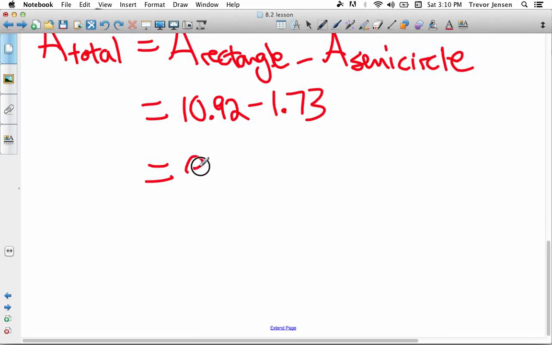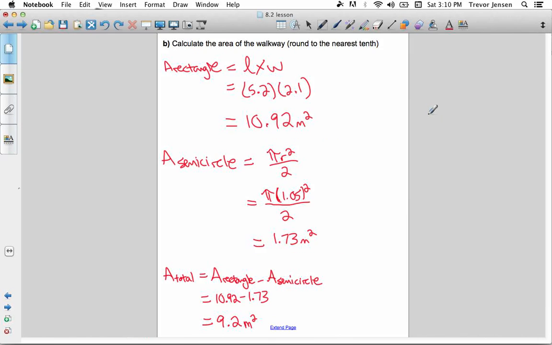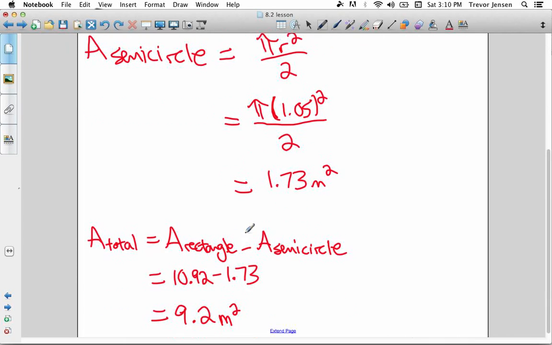I'll round to the nearest tenth, 9.2 meters squared. Did it tell me what to round to in the question? I don't believe so, so I'll just leave it to the nearest tenth. Oh yeah, it did say round to the nearest tenth right here. Okay, good. So I round to the nearest tenth. My final area, 9.2 meters squared.